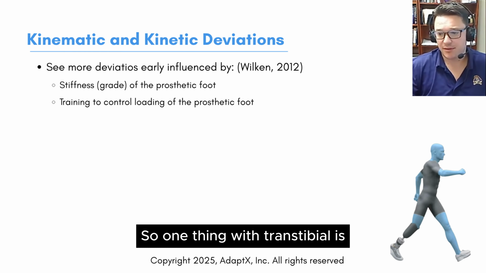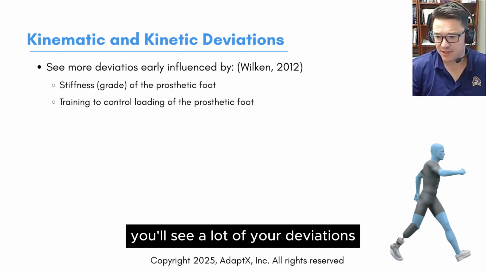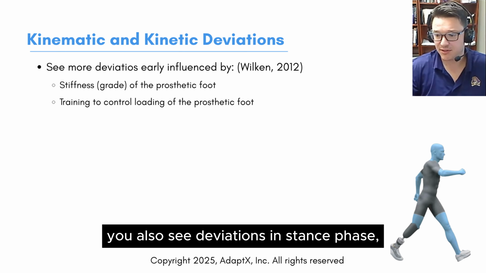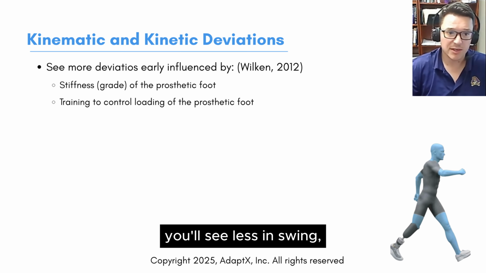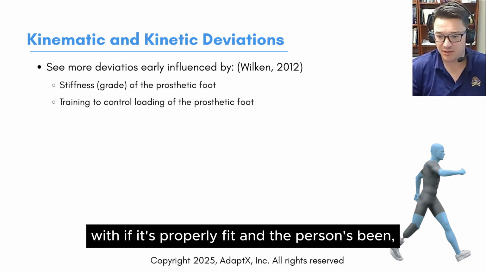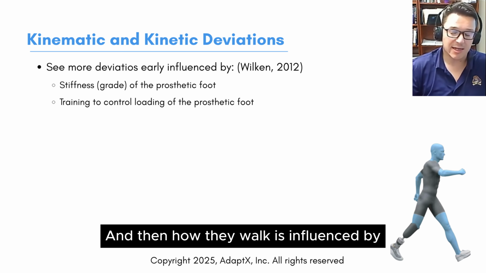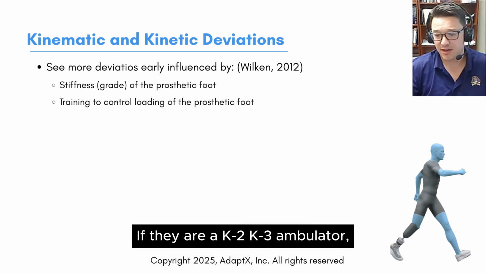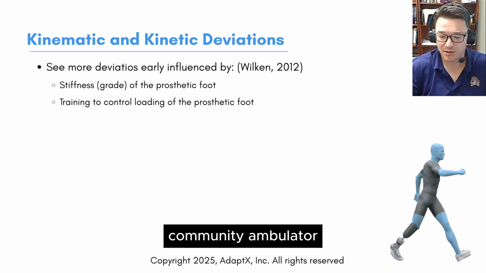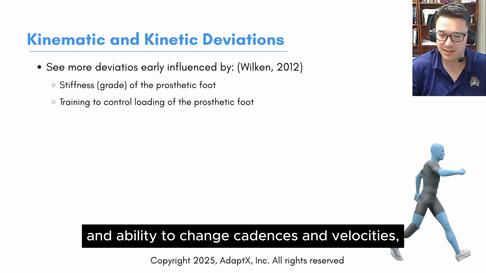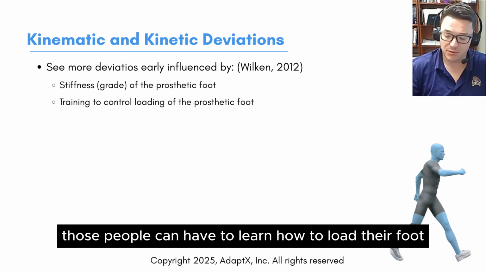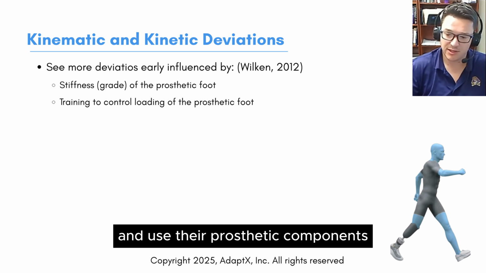So one thing with transtibial is you'll see a lot of your deviations early. Early on in rehab, you also see deviations in stance phase. You'll see less in swing if it's properly fit and the person's had good gait rehab. And then how they walk is influenced by the stiffness of their prosthetic foot. If they are a K2, K3 ambulator, so a community ambulator with the ability to change cadences and velocities, those people have to learn how to load their foot and use their prosthetic components, like their carbon fiber, for energy return.